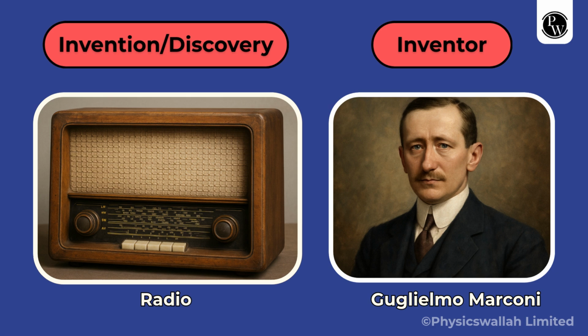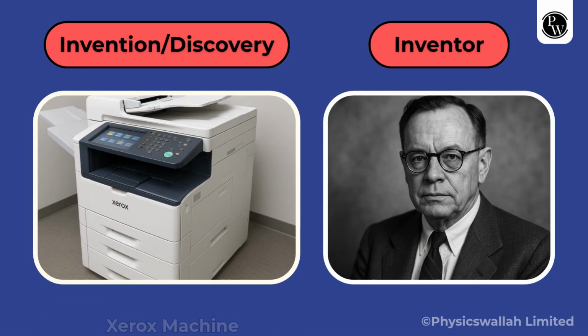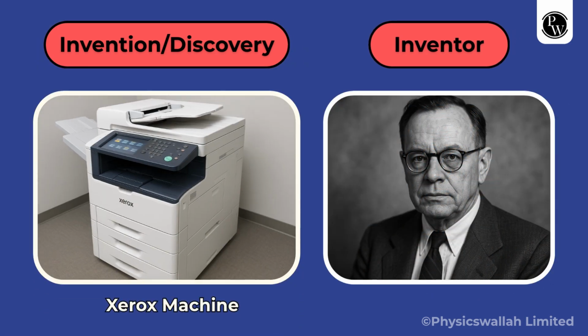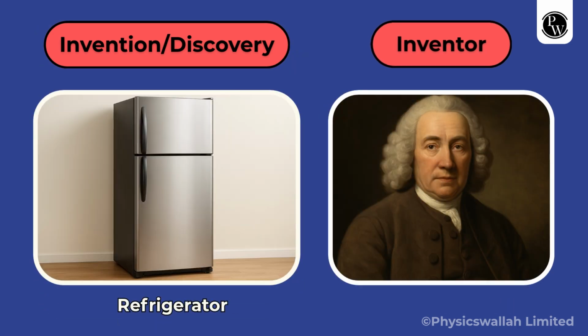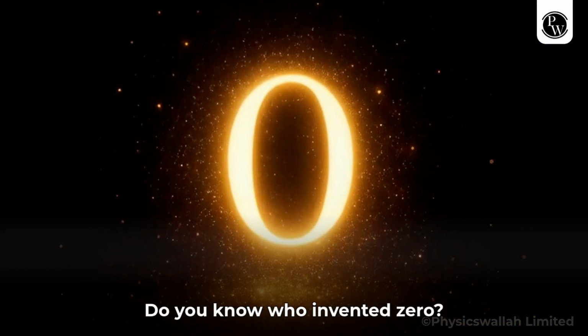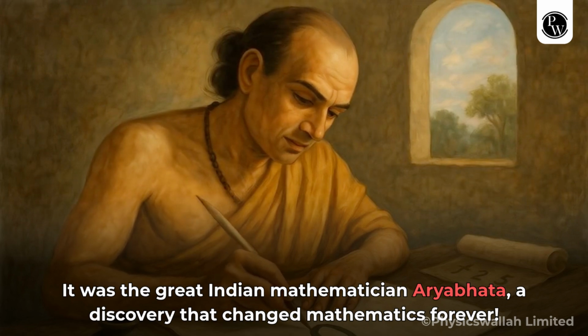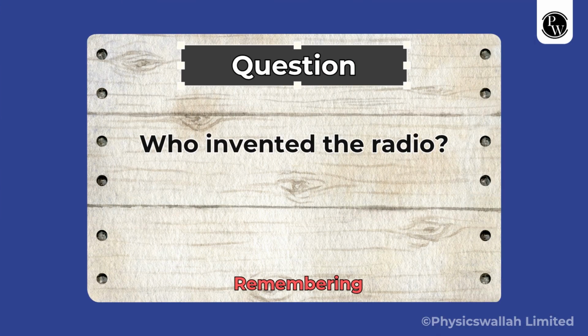Radio: Guglielmo Marconi. Thermometer: Galileo Galilei. Xerox machine: Chester Carlson. Refrigerator: William Cullen. Did you know who invented zero? It was the great Indian mathematician Aryabhat, a discovery that changed mathematics forever. Who invented the radio?